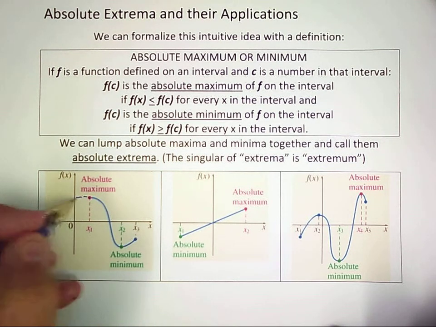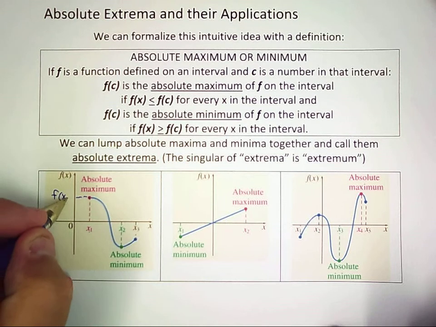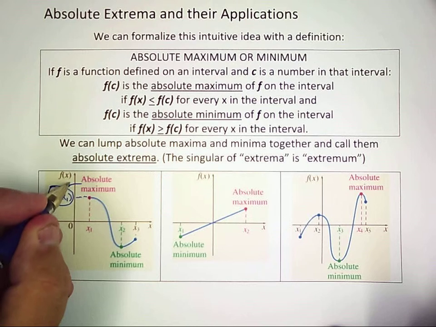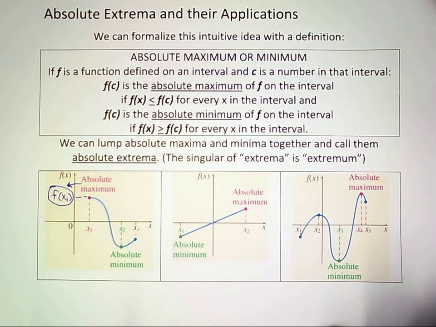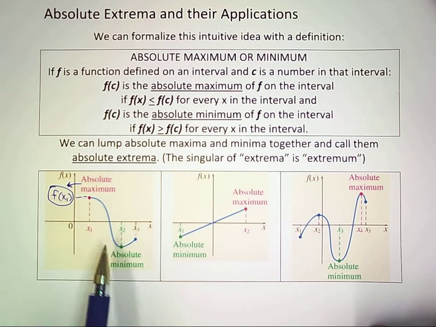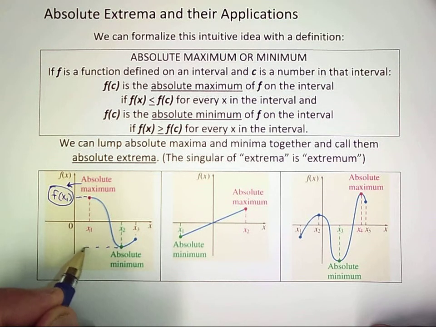Now be really careful, because if you take x of 1, plug it into the function, you're going to get f of x of 1. The y value is the absolute maximum. It's not a point. The y value of the point is the absolute maximum. By the same token, if you're looking at this curve, there's one point whose y value is less than or equal to any other y value on the curve, and that's here. So there's the absolute minimum, and again, the absolute minimum is the y value itself.